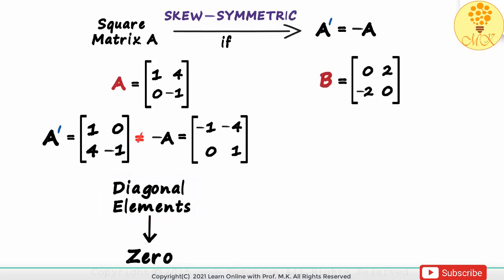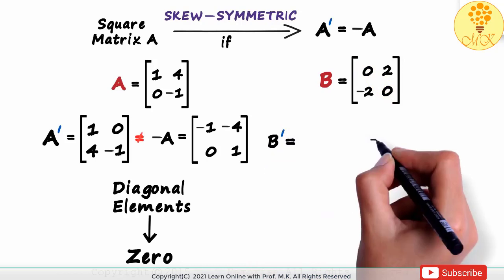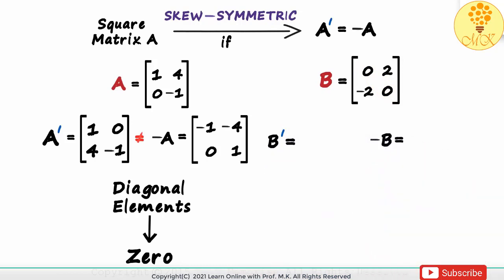Look at matrix B. Is it skew-symmetric? It is a square matrix and the leading diagonal elements are also 0. So it may be skew-symmetric. So let's find B transpose and negative B. Pause the video and try to find each.